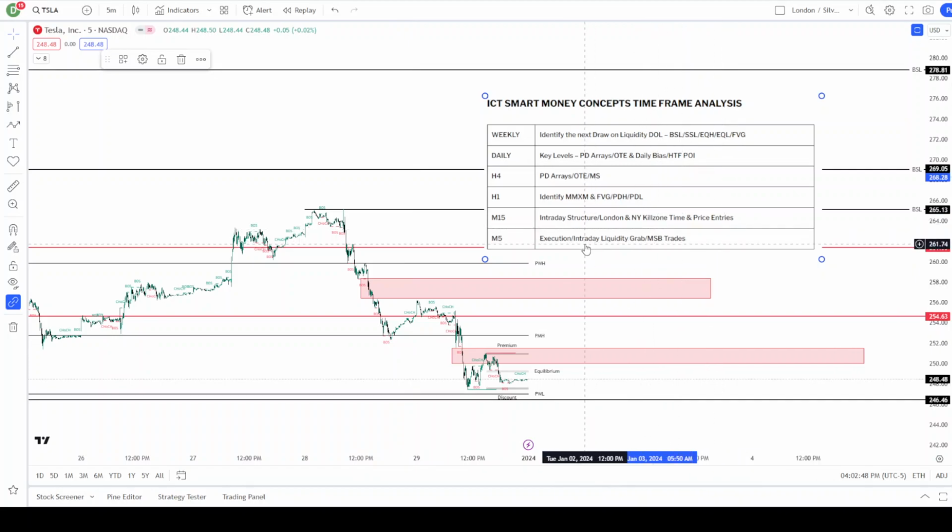We also track the silver bullet kill zone. Some of you guys may follow me on that as well, where there's usually a good setup, and we're looking for structure, and we're looking for fair value gap and displacement on the 1 minute time frame. So then again, also on the 5 minute, we're looking for the intraday liquidity grabs and market structure breaks.